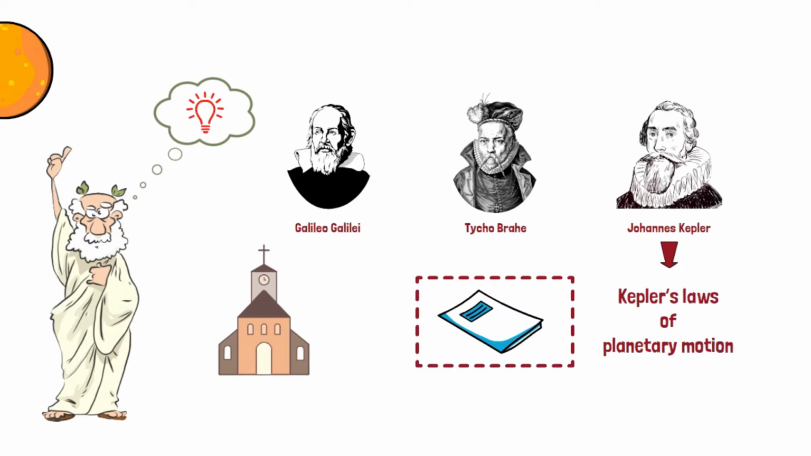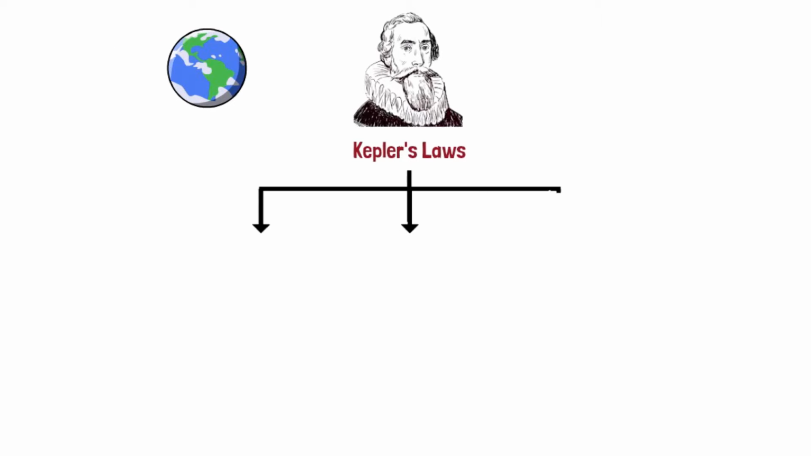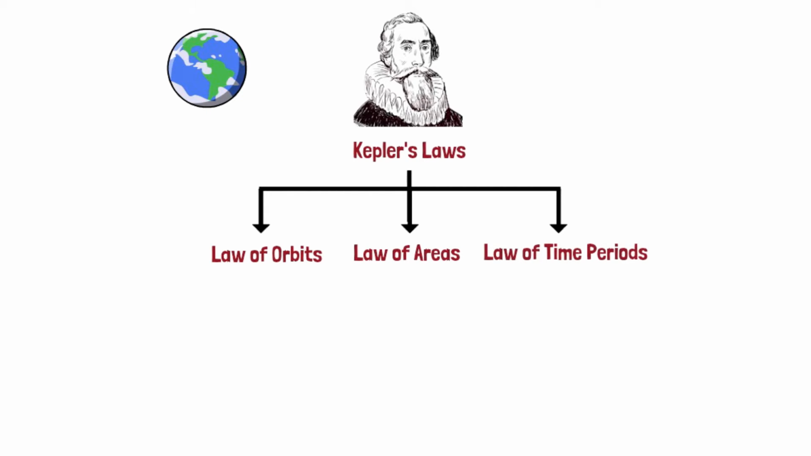In this tutorial, we will uncover the details of these laws. So let's start. To describe the motion of the planets, Kepler arrived at 3 elegant laws of planetary motion. These are the law of orbits, the law of areas, and the law of time periods.